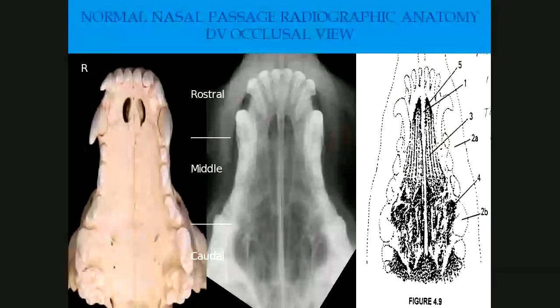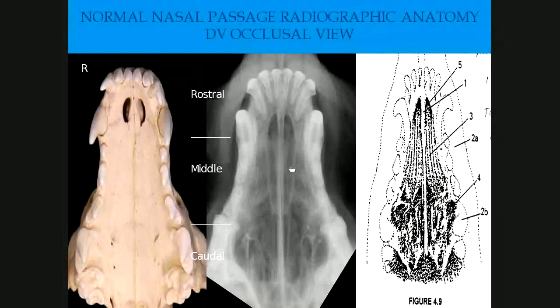So here's just a little bit of normal nasal passage anatomy on the DV occlusal view or the DV intraoral view. The nasal passages are split into rostral, middle, and caudal segments. It's split into left and right by the vomer and the bony nasal septum here. The middle nasal passages have turbinates, the ventral and dorsal concha, which are these fine mineralized radiopaque lines that we can see.